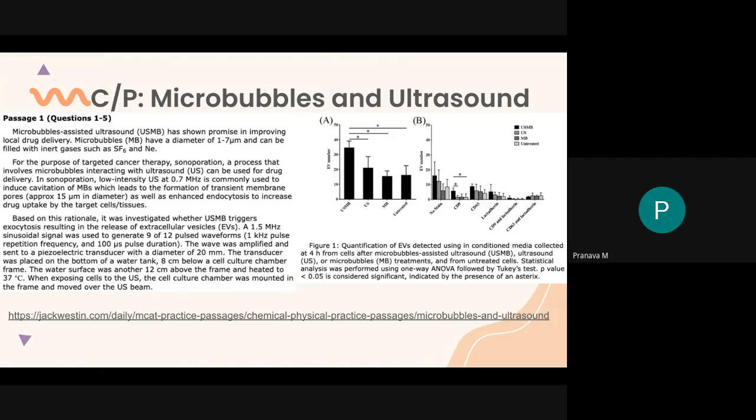in conditioned media collected at 4 hours from cells after microbubbles assisted ultrasound or microbubbles treatments, and from untreated cells. Statistical analysis was performed using one-way ANOVA followed by Tukey's test. P-value less than 0.05 is considered significant, indicated by the presence of an asterisk.